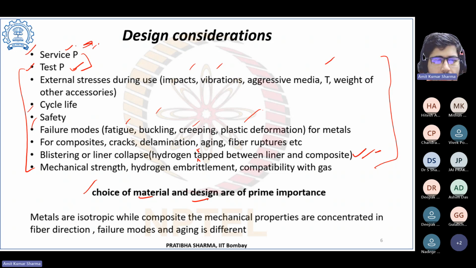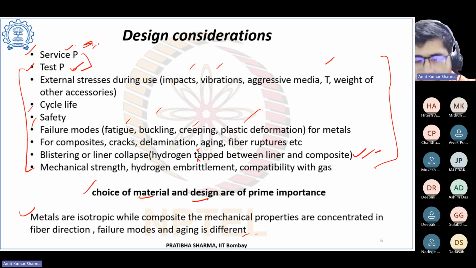Metals are isotropic, while in composites the mechanical properties are concentrated in the fiber direction, and failure modes and aging are different. So if you are using a metal bottle or a fiber bottle, then the failure modes and aging will be different in both cases.